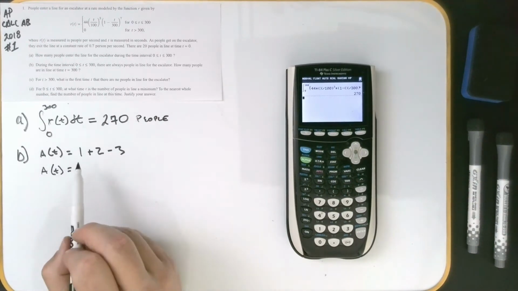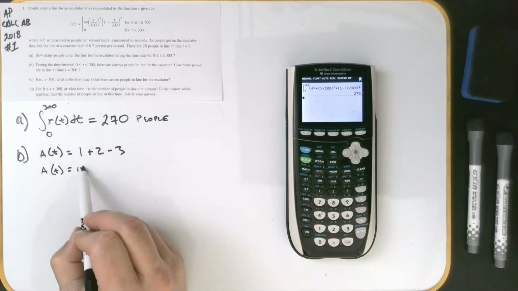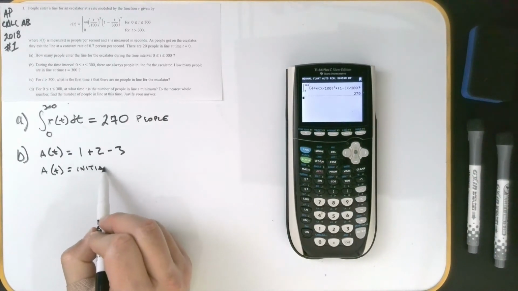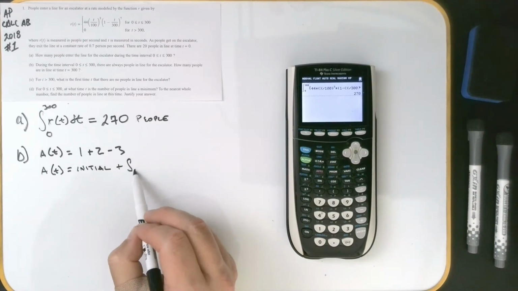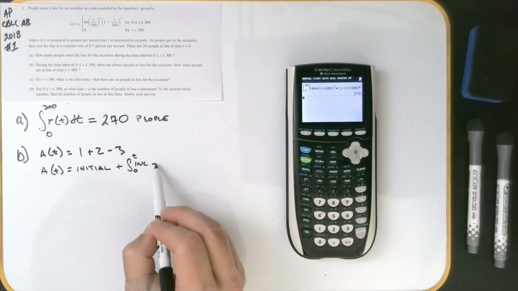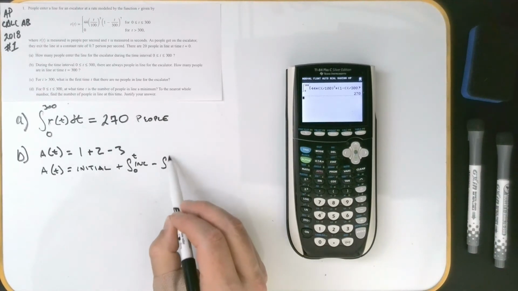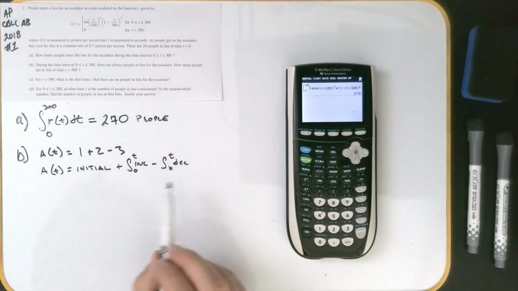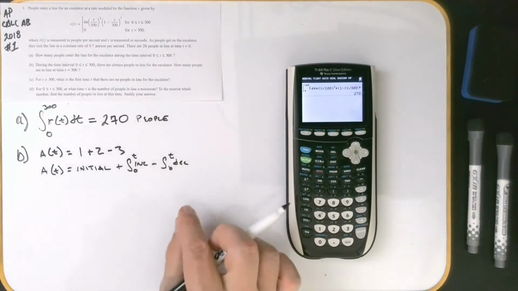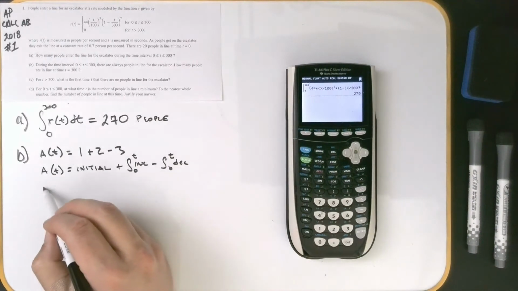So let's see. First off, I'm going to say what is the initial amount, and then we are going to add to this the integral from 0 to t, usually, of the amount of increase, and then we're going to subtract the integral from 0 to t of an amount of decrease. So this is just sort of a template. This isn't really precise yet, so let's see what we can start filling in.